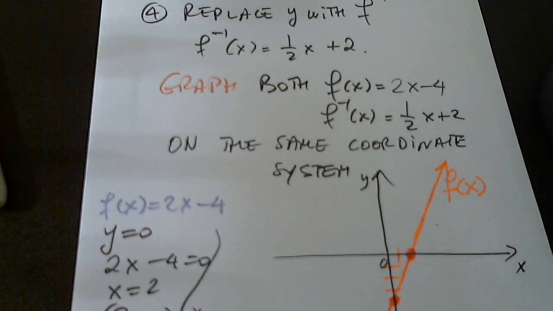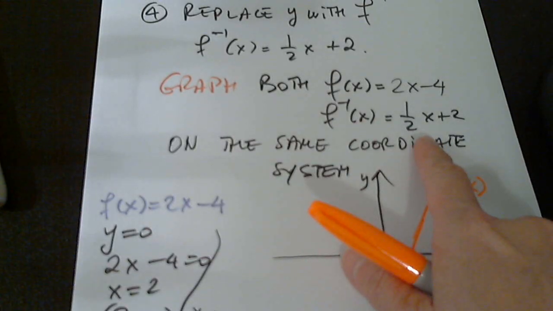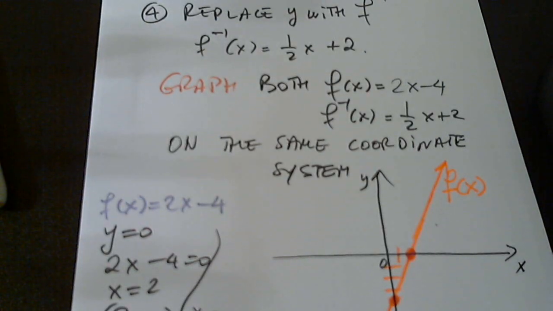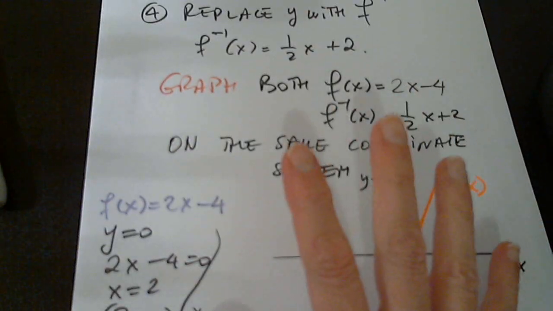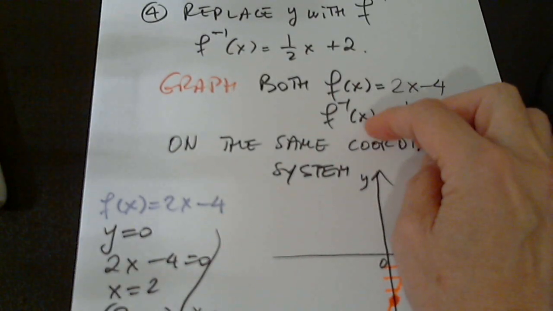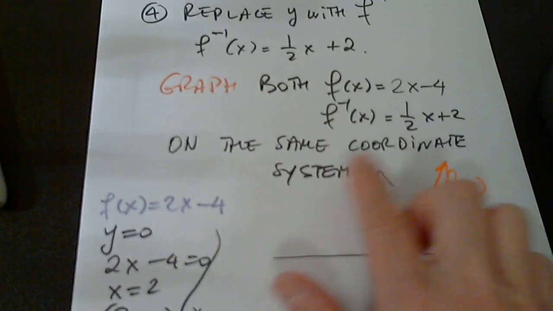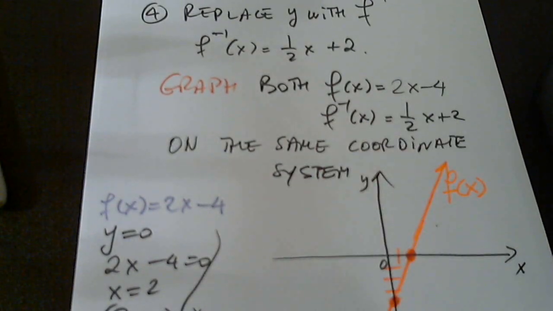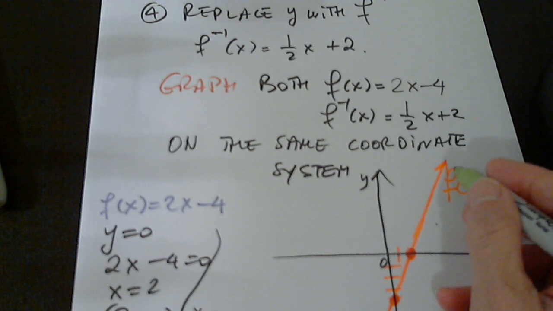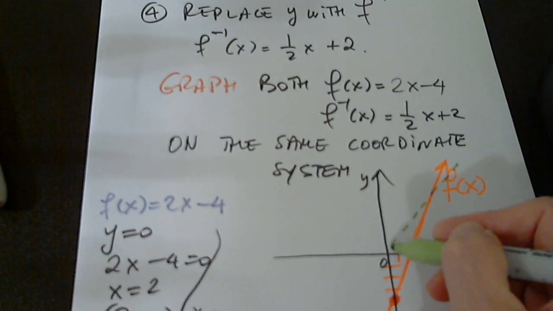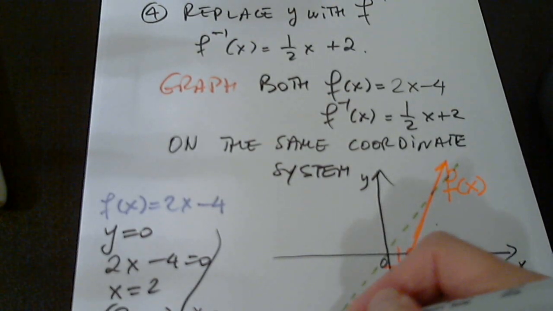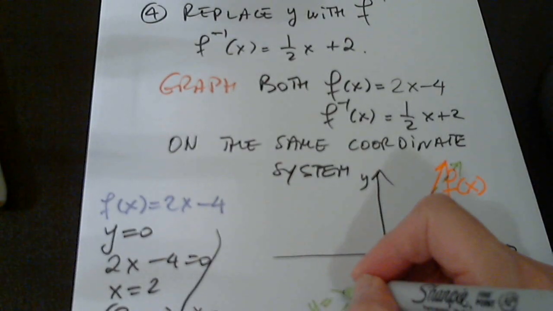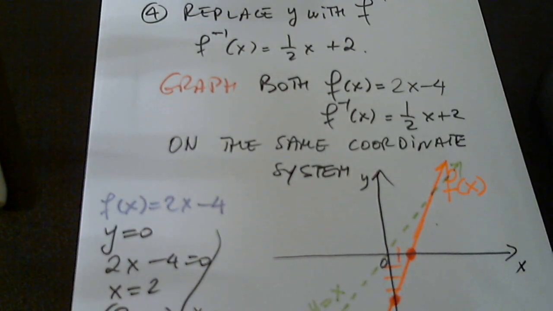The next step, before I graph the inverse, please remember, every time we are asked to graph the function and its inverse on the same coordinate system, we have to draw the line y equals x, which you remember is the line that bisects the first and the third quadrants. We have to draw that line. It's a dotted line, it's not part of the graph, but it has to be there.